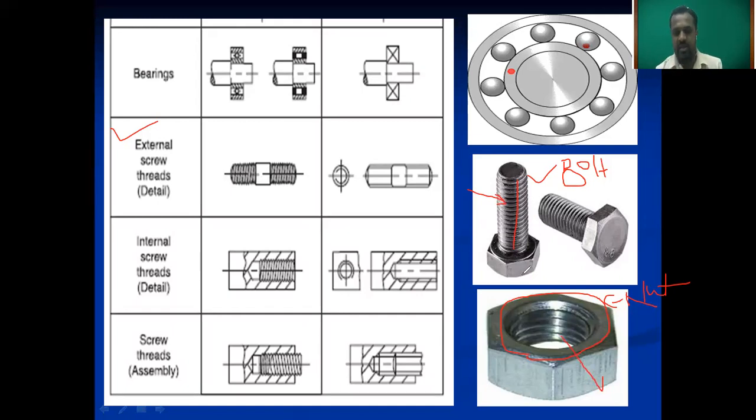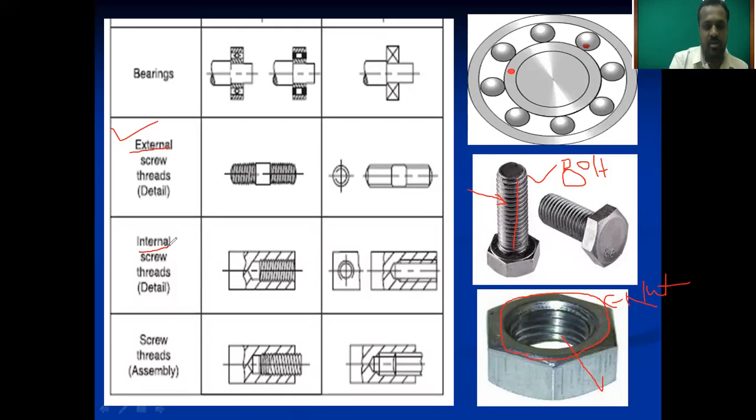You have to remember these two sentences only. On the bolt we are providing the external thread, and on the nut we are providing the internal thread. Good. Now how do we draw the conventional representation for the external thread and internal thread? You have to remember.